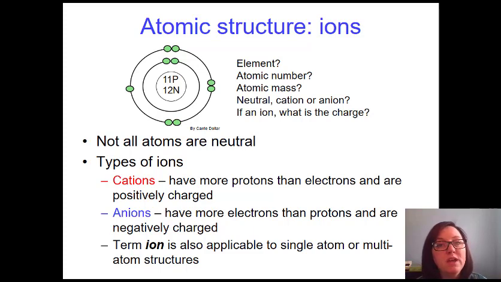So what I'd like you to do is take a look at the atomic model at the top of the page here. I'm going to give you some information about it, but then I'd like you to answer the questions to the side of it. This atom has 11 protons and 12 neutrons. That information is given to us in the nucleus. The green dots represent electrons, and we can see that this atom has 9 electrons. Go ahead and pause the video and see if you can answer the questions to the side of this atom.